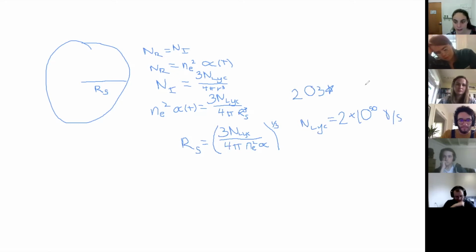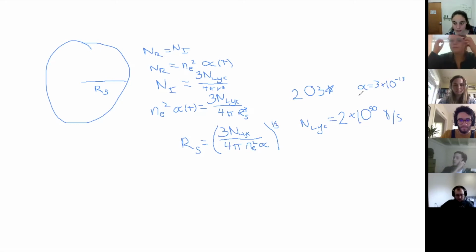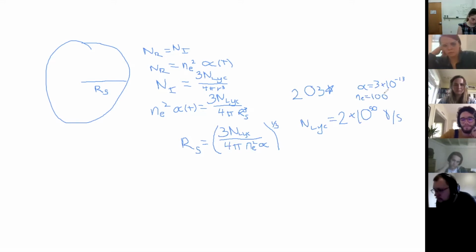This is something I will always give you. It's not something that I calculated in any special way. We have our alpha, we're going to say is equal to 3 times 10 to the -13th, centimeters cubed per second. Since we are in an H2 region, we can assume alpha is this and be okay. And we're going to assume an electron number density of 100 for now, because our H2 regions could be 10 to a couple hundred. So this is pretty typical for an H2 region.